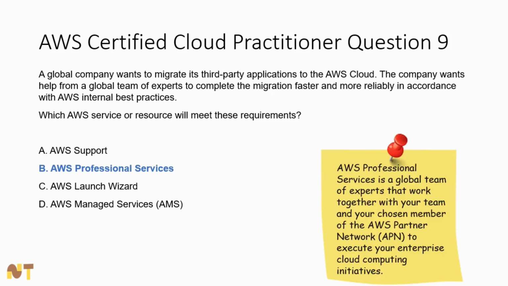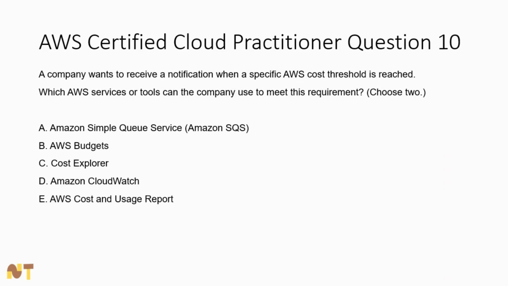While AWS Support provides tools, technologies, people, and programs to help you optimize performance, lower cost, and innovate faster, it does not offer a global team of experts that will help in a migration. And the AWS Launch Wizard service simplifies the process of sizing, configuring, and deploying AWS resources for third-party applications, but it does not provide a global team of experts for migration. And AWS Managed Services operates AWS on your behalf. It implements the best practices and maintains your infrastructure, but it does not provide a global team of experts for migration. Moving on to our next question.